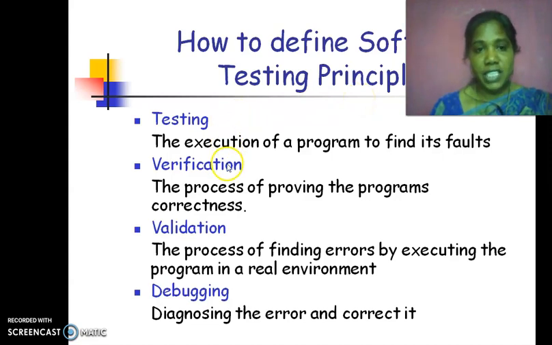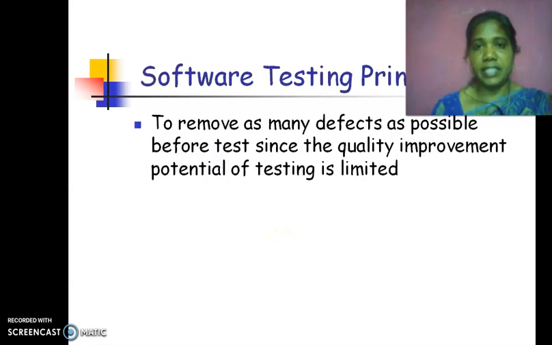Testing, verification, validation, debugging. Testing means the execution of a program to find its faults, errors or bugs. Verification means the process of proving the program's correctness. Validation means the process of finding errors by executing the program in a real environment. Debugging means diagnosing the error and correcting it. So these are the testing principles for defining software testing.